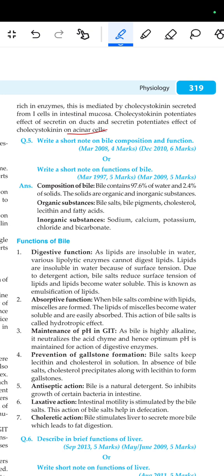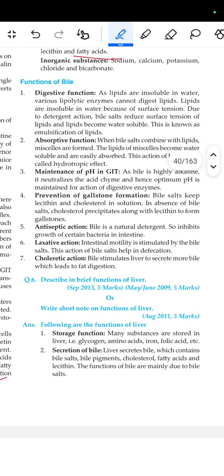Next, write a short note on the bile composition and the function. Write a short note on the functions of the bile. The compositions of the bile. Bile contains 97.6% of the water and 2.4% of the solid. The solids are organic and inorganic substances. Organic substances: bile salts, bile pigment, cholesterol, lecithin and the fatty acid. Inorganic substances: sodium, calcium, potassium, chloride and the bicarbonate.